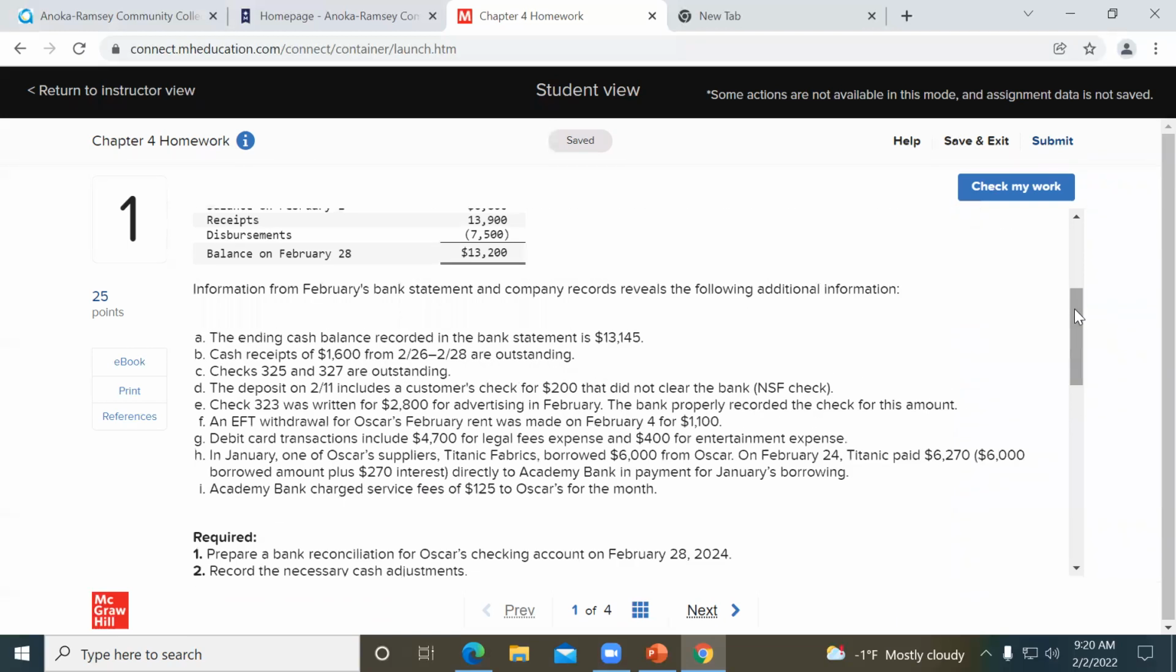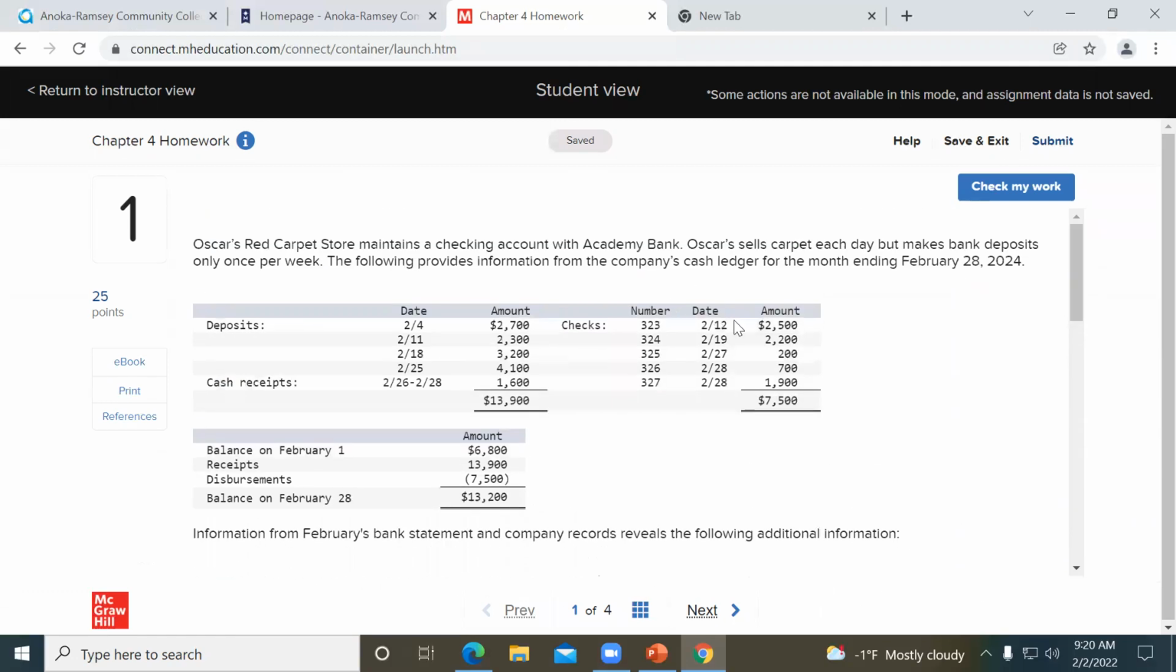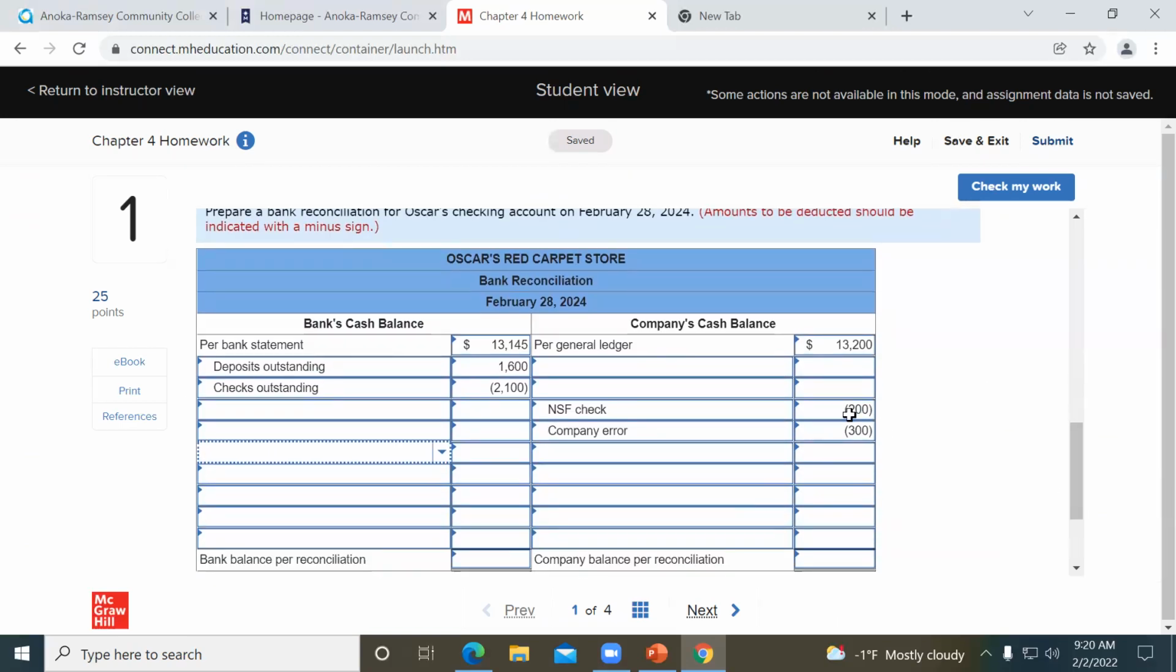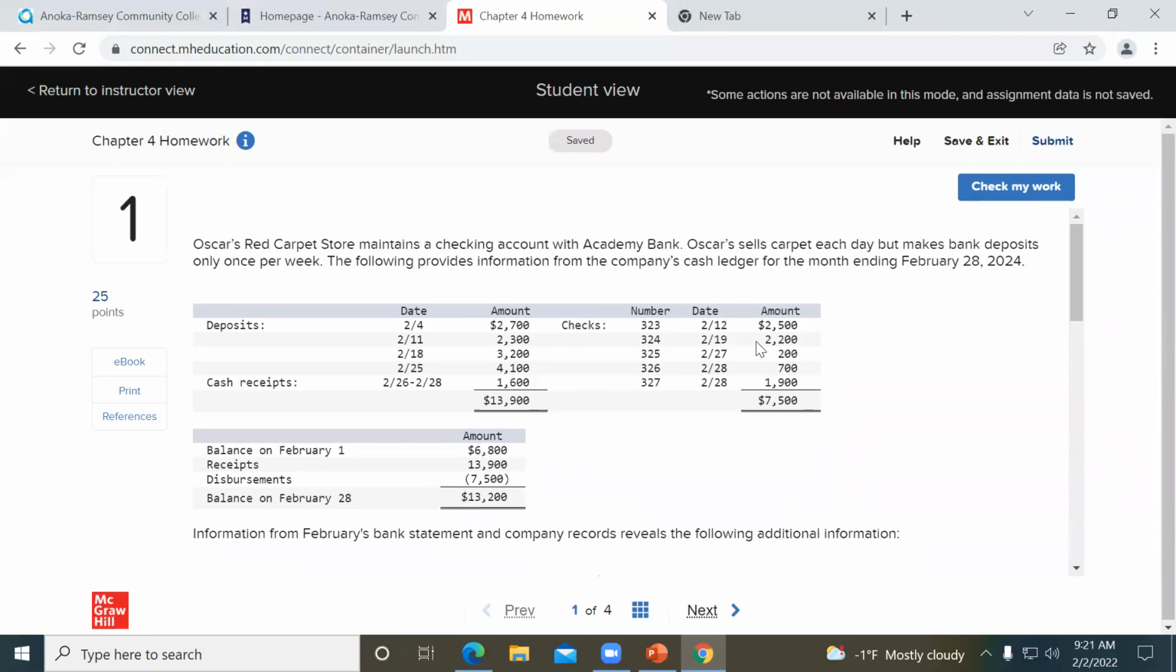Okay, look what it says again. Check 323 was written for $2,800 for advertising in February. The bank properly recorded the check. They're telling us it should have been 2,800. We showed it to be 2,500. We need to show it to be $300 more than what we said. So we have to show that company error of $300. Why would we subtract it for gaining more? We're not gaining more. You said it was 2,800. But look, the company only showed it to be 2,500. And this is a check we paid. So we just subtract. Okay.